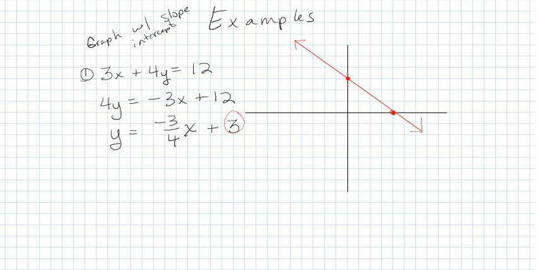Example 1, to graph with slope-intercept form, you see we are given an equation in standard form. That equation is 3x plus 4y equals 12. To graph with slope-intercept form, we need to first get this equation into slope-intercept form, and we do that by solving for y. So the first thing we need to do is subtract 3x from both sides, so we get 4y equals 3x plus 12. And then divide the left and right side by 4 to get y by itself. So you'll get y equals negative 3/4 x plus 3.